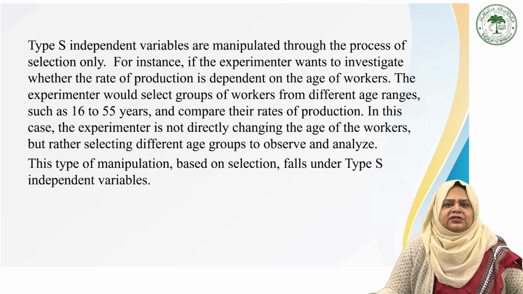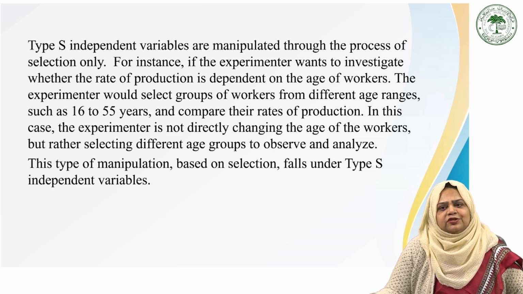The experimenter would select groups of workers from different age ranges, such as 16 to 55 years, and compare their rates of production. In this case, the experimenter is not directly changing the age of the workers, but rather selecting different age groups to observe and analyze. This type of manipulation based on selection falls under type S independent variables.